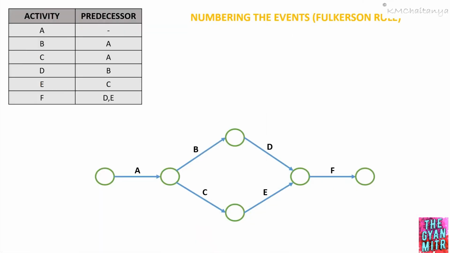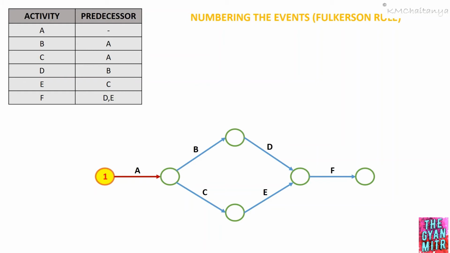How can we number the events for the given network using the Fulkerson rule? As per the rules, our entire network diagram starts with an initial event, and this initial event has to be numbered 1. From event number 1, we have to mark all the outgoing activities. In the network, we have only one outgoing activity, which is activity A.